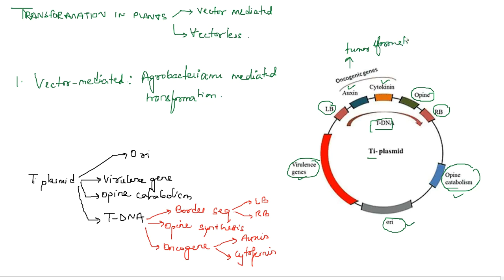This Agrobacterium tumefaciens is the bacteria which forms tumor in the plant because they are able to synthesize auxin and cytokinin in large amount, which causes the unregulated division. So what we understood is that this Ti plasmid in Agrobacterium tumefaciens has an ori region, virulence gene vir region, opine catabolism gene and the tDNA region. The tDNA region has the left border and right border, the oncogenes auxin and cytokinin responsible for tumor formation, and the opine synthesis gene. Got it?